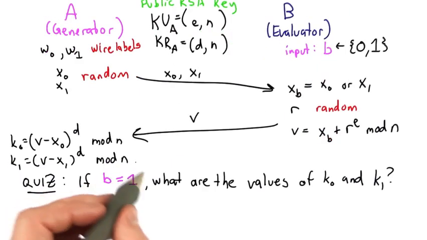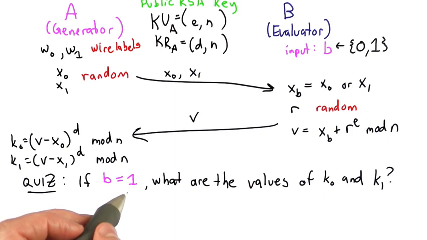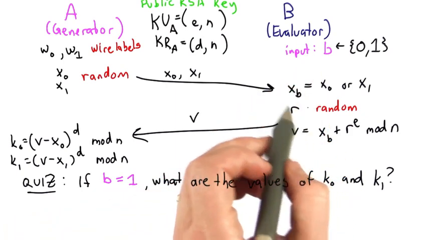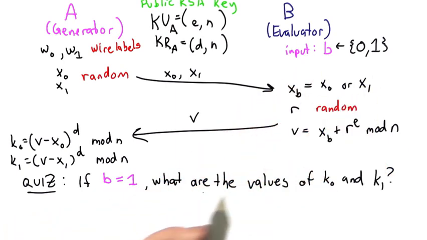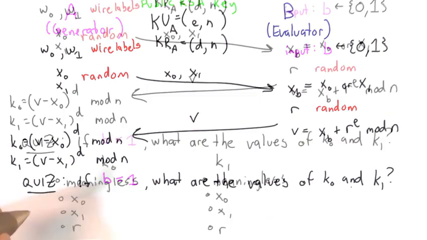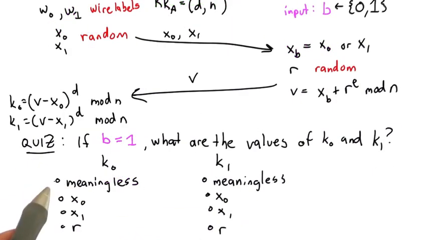So the question is, if b selected 1 as its input, so that means b has the value for xb equal to x1, what are the values of k0 and k1? Select the best answer for each choice. It could be meaningless. It could match x0, x1, or r. So the answer is the value of k0 is meaningless as long as we have a good random distribution here when we raise a to the e power.